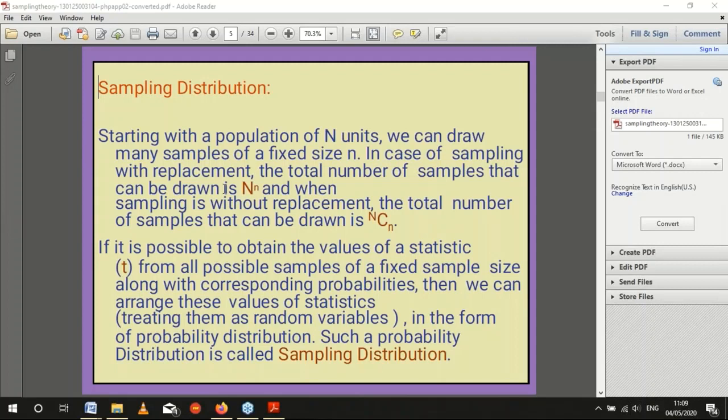Let's quickly look at the basic laws or rules guiding the statistical profession. Number one, the law of statistical regularities. It states that a reasonably large number of items selected at random from a large group of items will, on the average, represent the characteristics of the group.